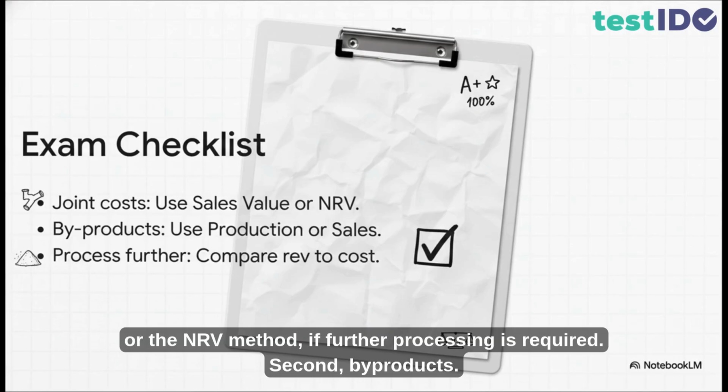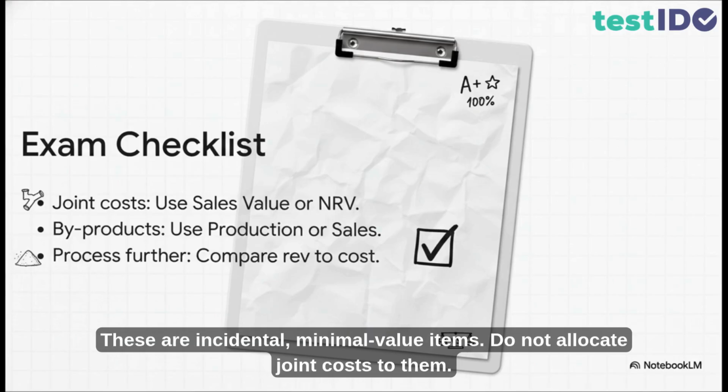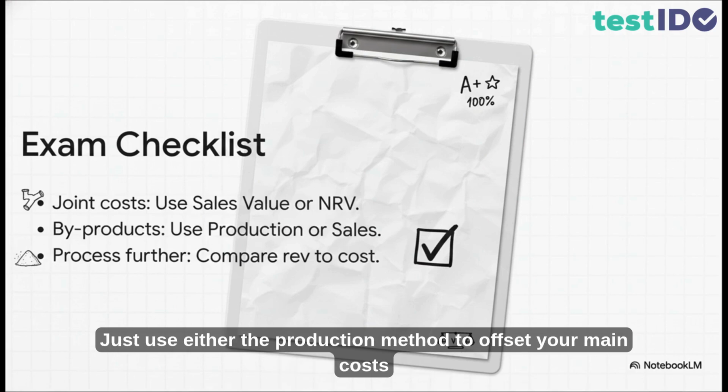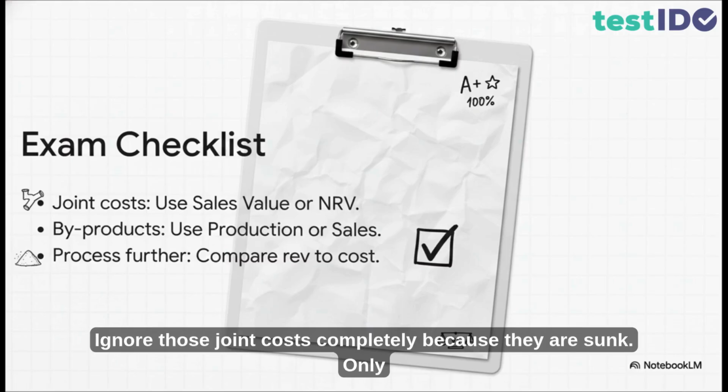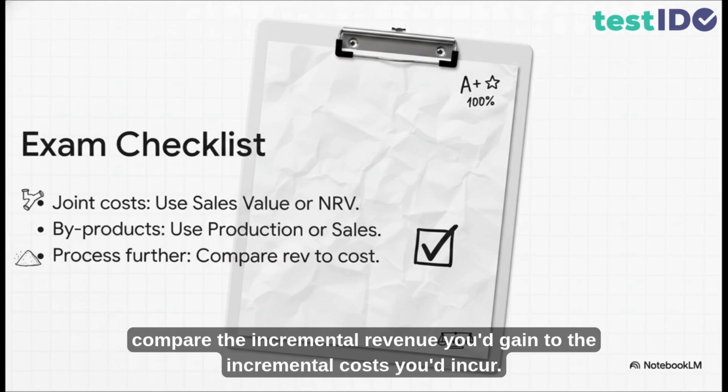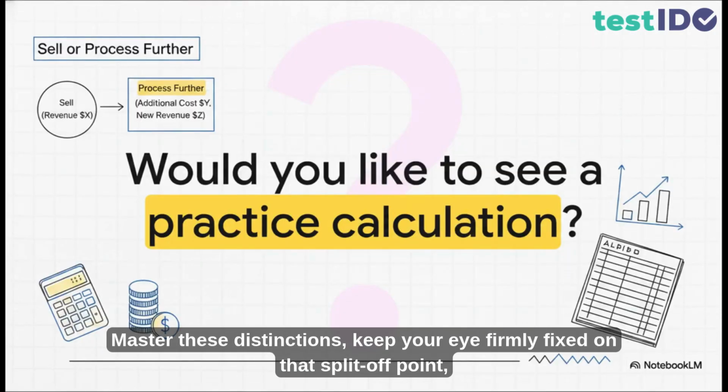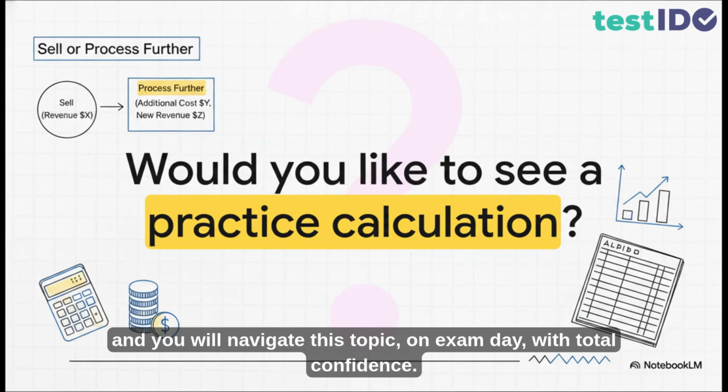Second, byproducts. These are incidental, minimal value items. Do not allocate joint costs to them. Just use either the production method to offset your main costs or the sales method to record miscellaneous income. And finally, the big one, sell or process further. Ignore those joint costs completely because they are sunk. Only compare the incremental revenue you'd gain to the incremental costs you'd incur. Master these distinctions, keep your eye firmly fixed on that split-off point, and you will navigate this topic on exam day with total confidence.